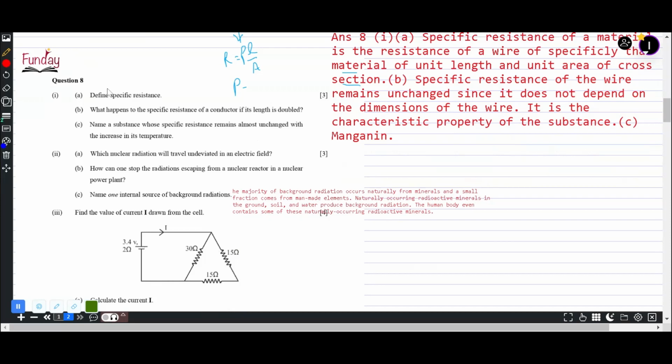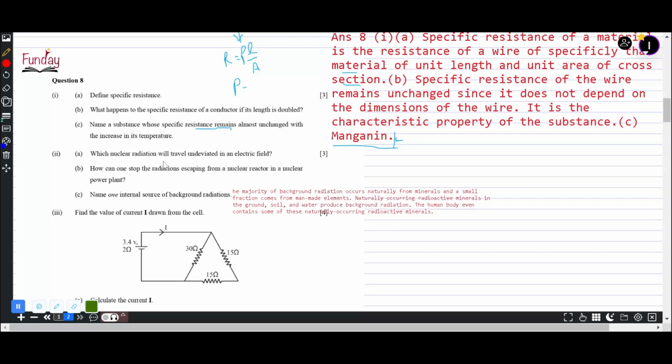Name a substance whose specific resistance remains almost unchanged with the increase in its temperature. Manganese is one such substance which does not change its specific resistance with temperature. Okay, so now question number 8 part 2.